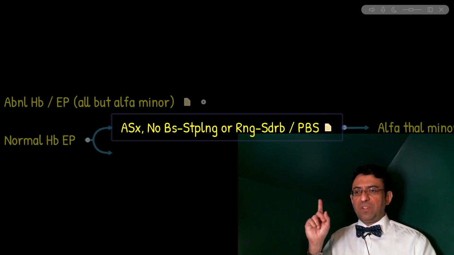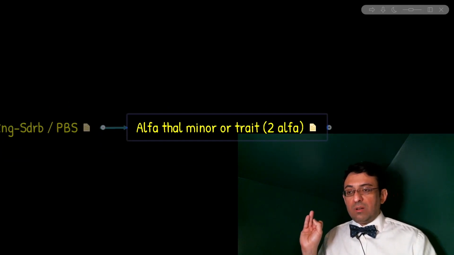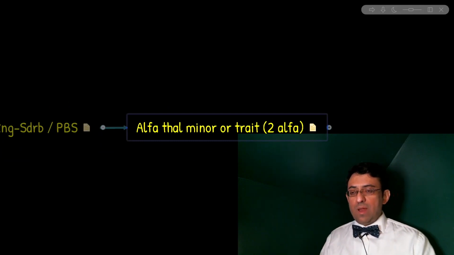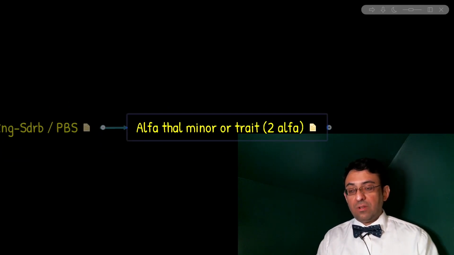Okay, so the first subtype, alpha thalassemia minor. No anemia, normal hemoglobin electrophoresis. Now, one important thing you may hear about alpha thalassemia minor or trait is cis or trans deletions. Cis simply means both deletions have occurred on the same chromosome, while trans means they have occurred on separate chromosomes.